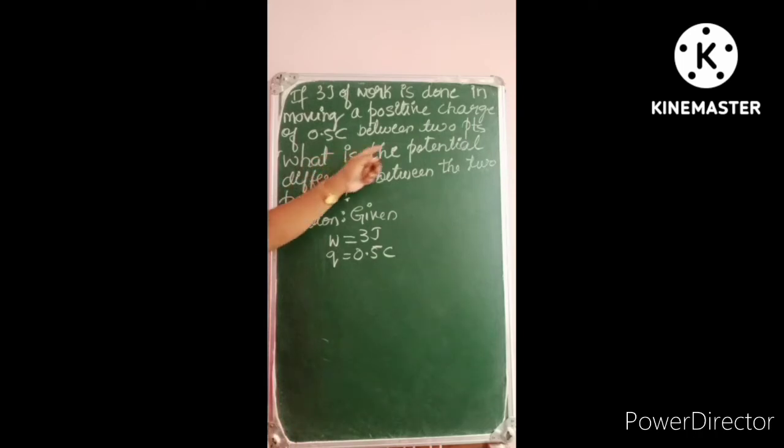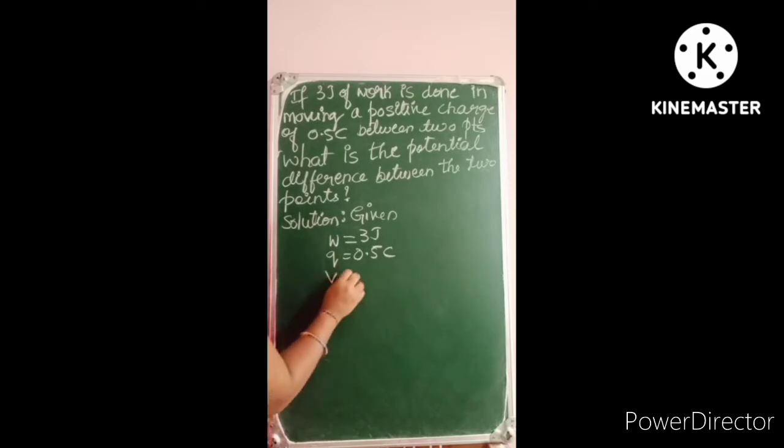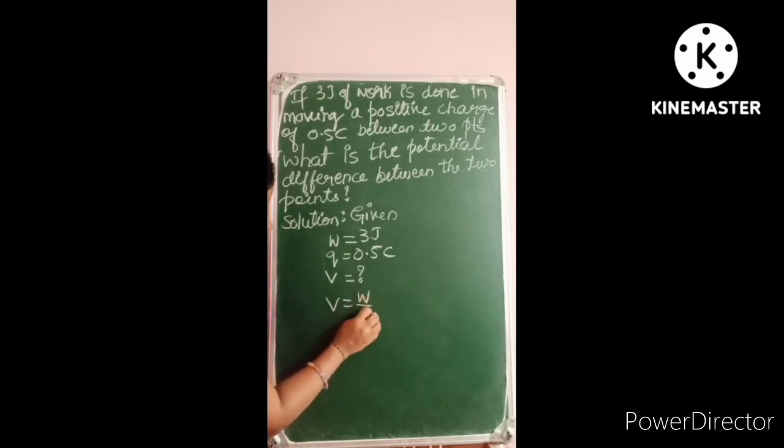What is the potential difference between the 2 points? Right? You have to find the potential difference. It is represented as V. Already we know the relation between V, W and Q. That is V is equal to W divided by Q.